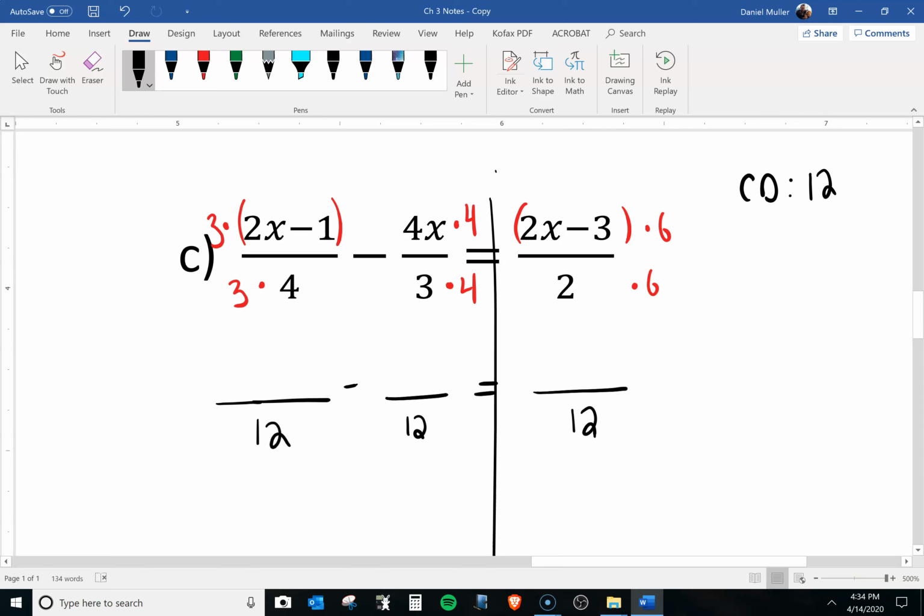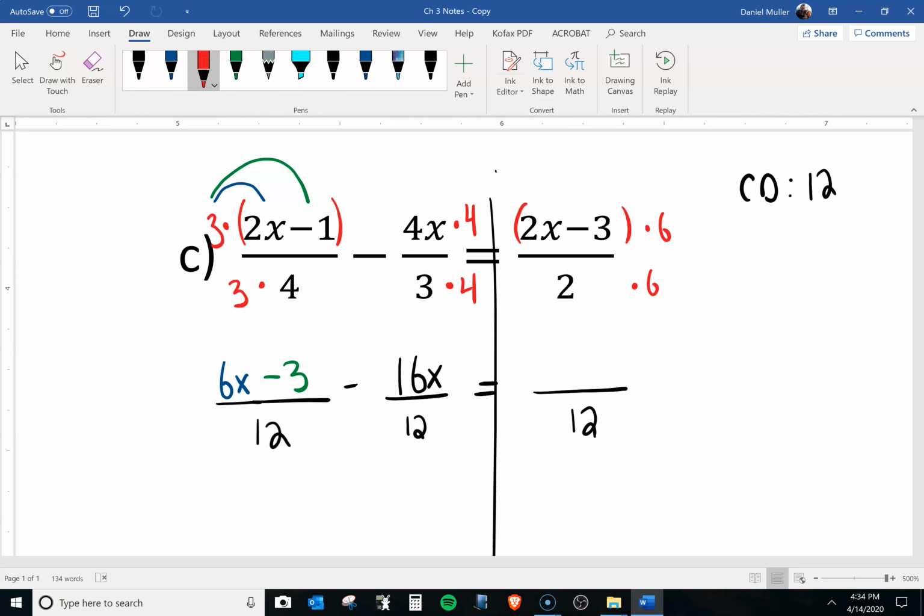So they're all 12s. Now let's start on the left side and multiply in. 3 times 2x is a 6x. 3 times negative 1 is going to be a negative 3. Then we've got a 4 times 4x, that's going to be a 16x. Then we've got this 6 times 2x, which is a 12x, and a 6 times negative 3, which is a negative 18. I'm just going to put this in red here.